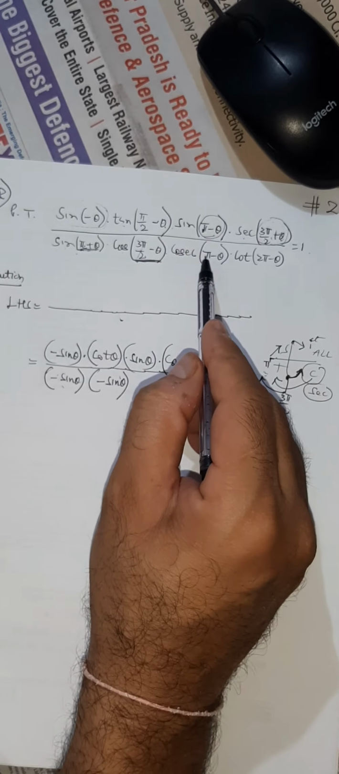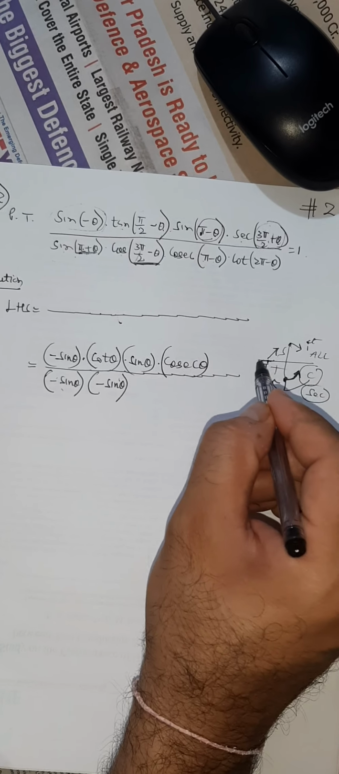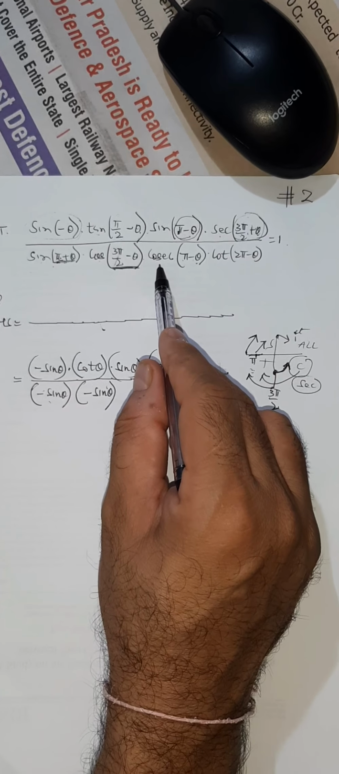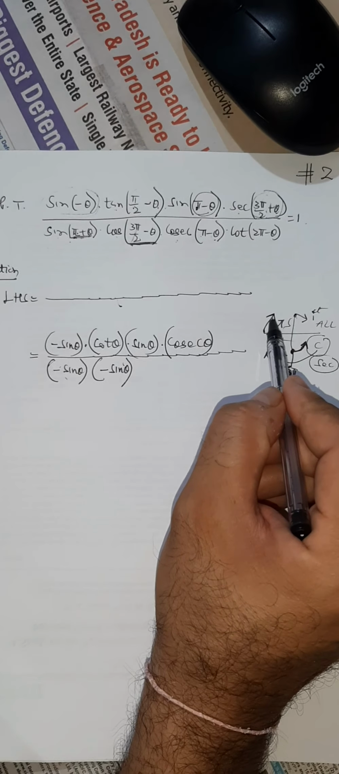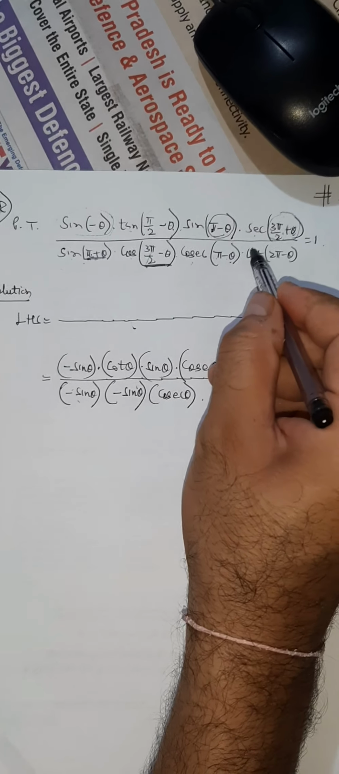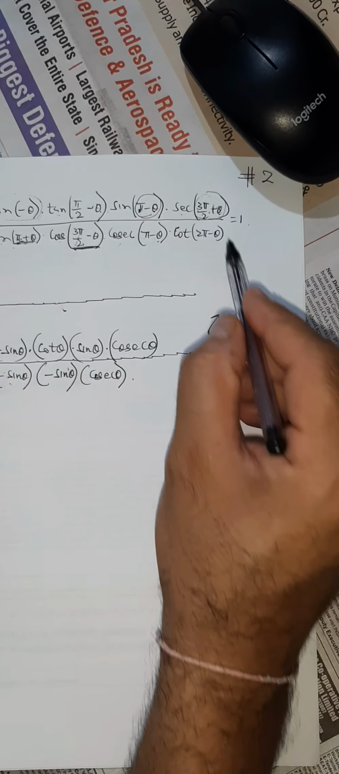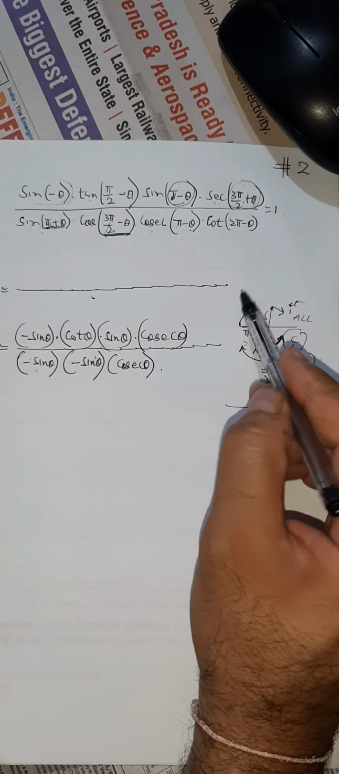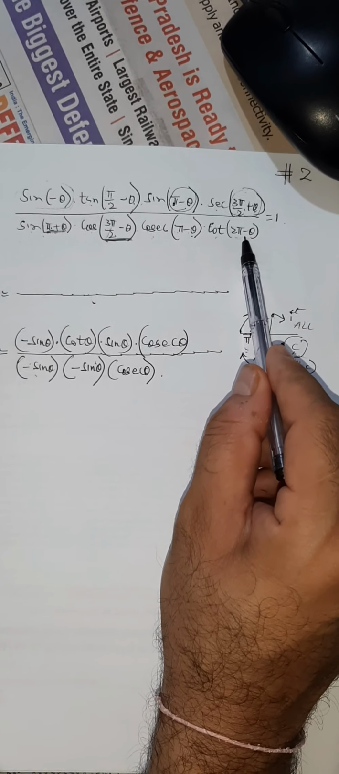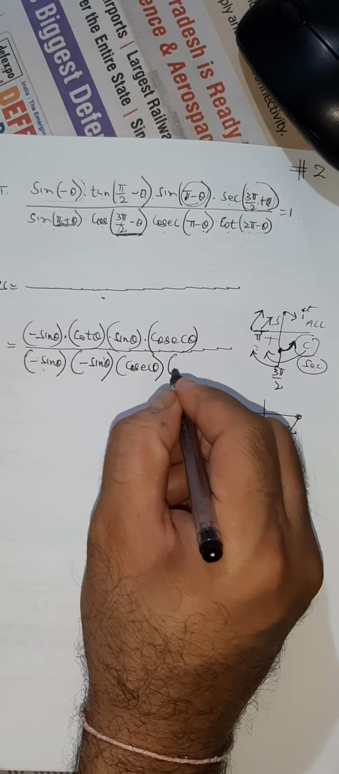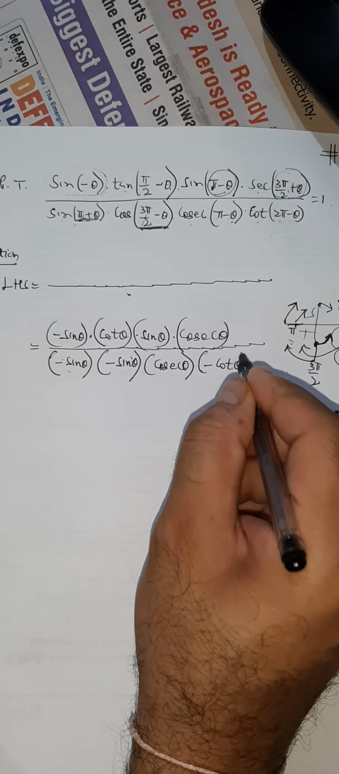Angle is this: pi minus theta. Pi is here. Minus means second quadrant. There cosec is positive because in the second quadrant sine and cosec both are positive, and because of pi the function remains the same. So cosec theta. Come to this now. 2 pi minus theta. 2 pi is here. Minus means in clockwise direction. So this will be in the fourth quadrant. In the fourth quadrant, what about cot? Cot is negative. So minus cot theta.